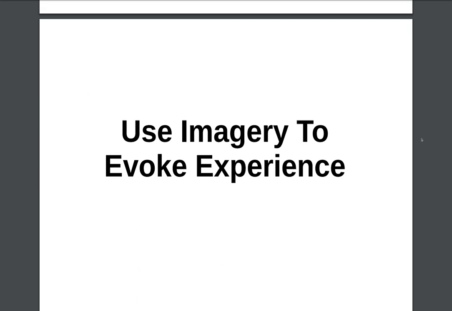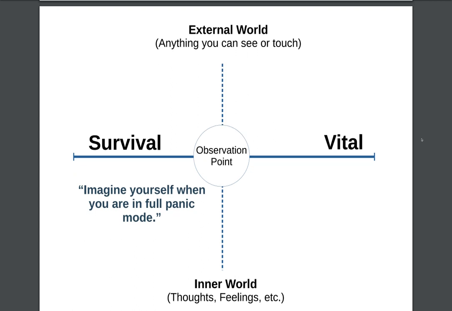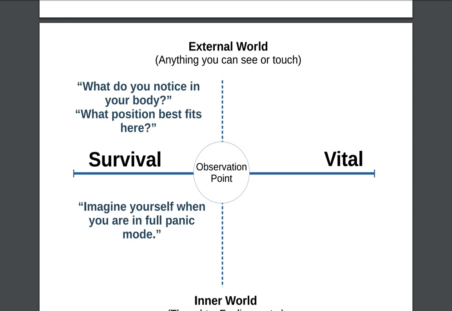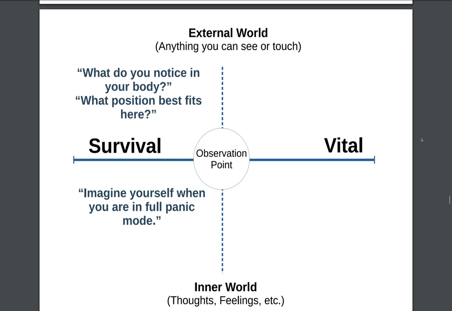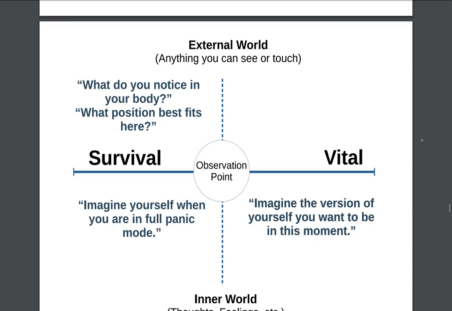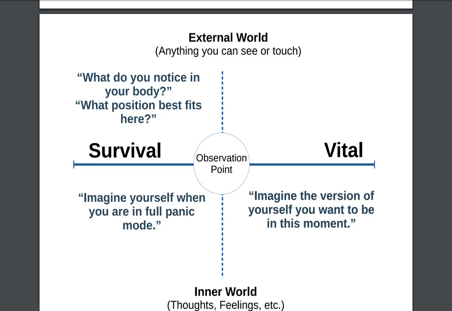We can use imagery to evoke experiences. The SV matrix can be used to add context to imaginal exercises. We might ask our client to imagine themselves in a certain emotional state, and then help them observe what is happening in their body as they do this. We can explore things like what their body position would be in this experience, or what body position would best fit this experience, and so on. And then we can do the same thing on the vital end of the spectrum as well.